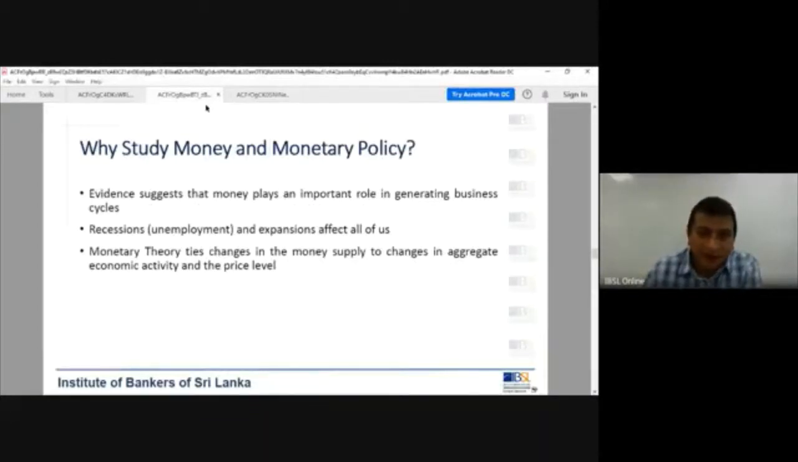And then we also looked at the role of money, and this money in terms of money supply: the quantum of money available in an economy at any particular moment of time is known as money supply. And how does this money supply influence the business cycles?